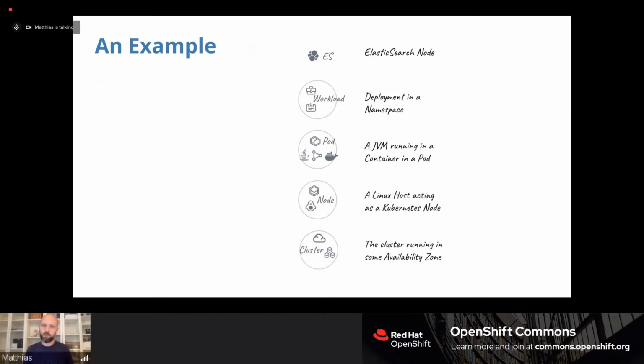Running this in Kubernetes obviously means that we have a deployment in a namespace. Elasticsearch itself is written for the JVM, so that JVM is running in a container on a pod. Most likely we're running this on a Linux host, which is itself a Kubernetes node with its own properties. And all this is running in a Kubernetes cluster with some availability. So the question is, what do I need to know? What happens? If you're looking at a problem, these all surface. So this is the simple stack.